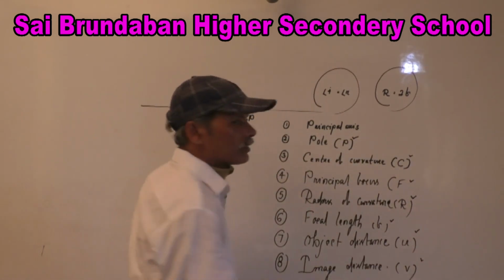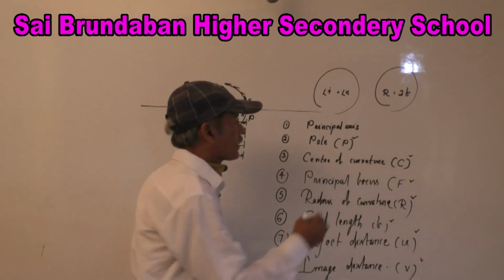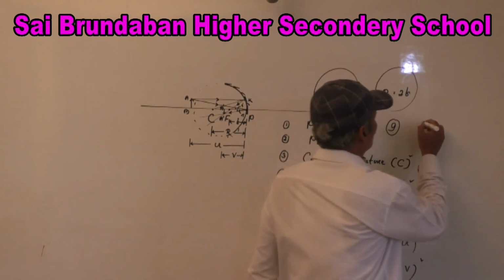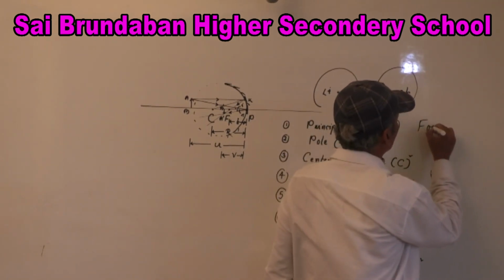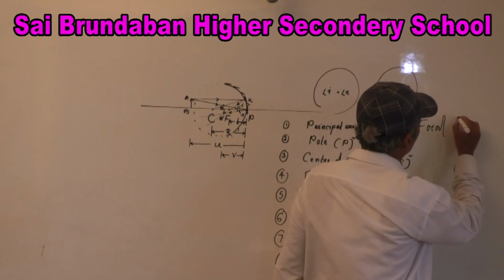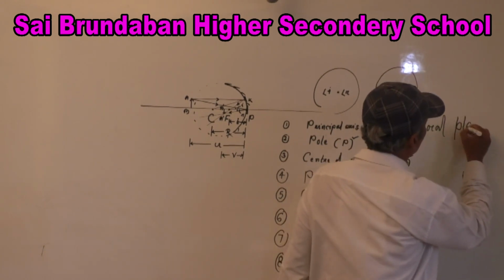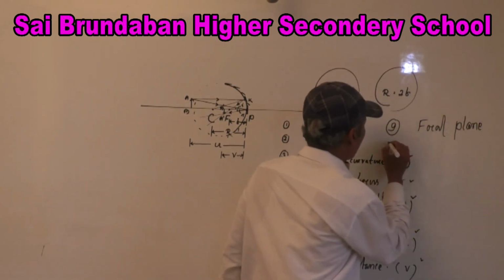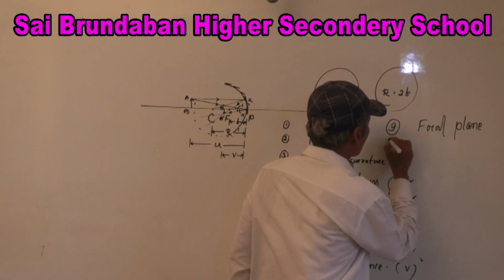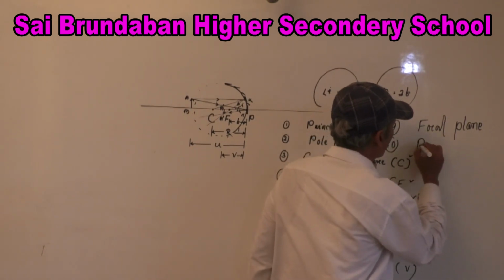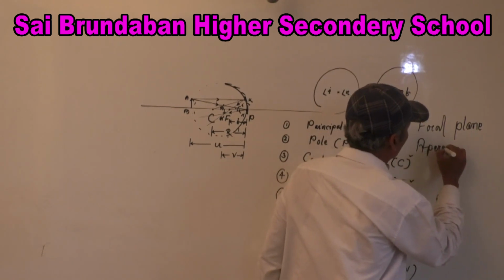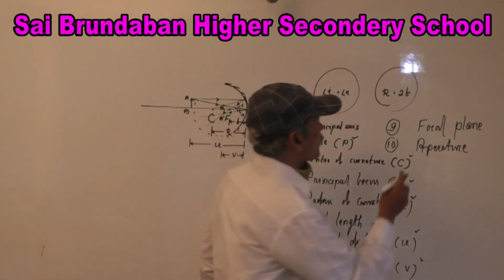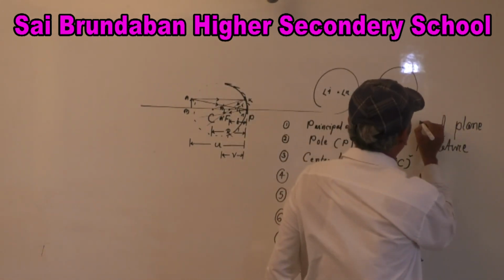So another most important thing is 9, focal plane, and another one is aperture. So you have to know what a focal plane is.